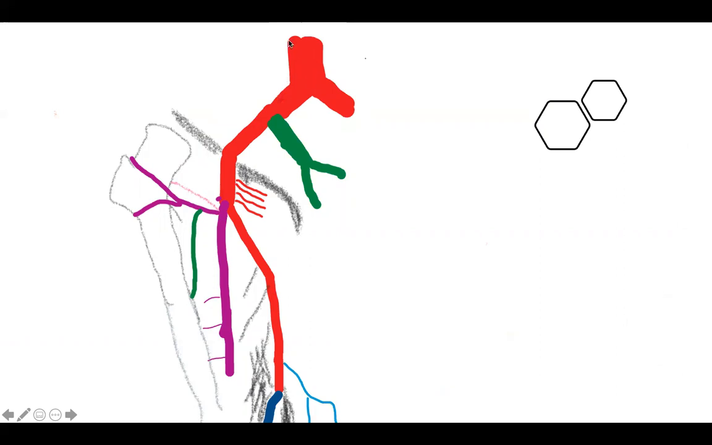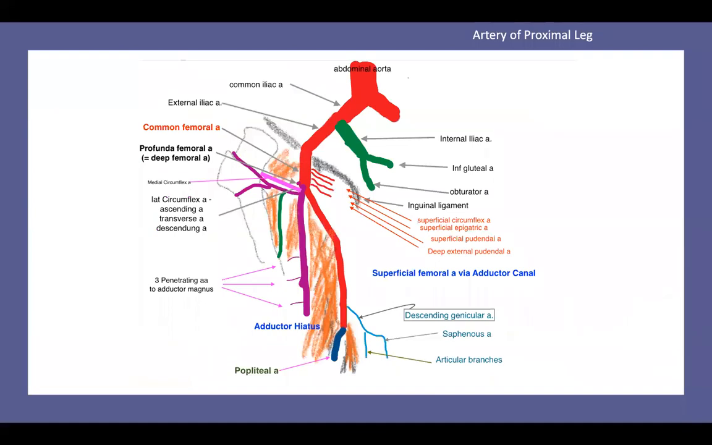Let's start with the abdominal aorta. I'm going to explain the femoral artery, which supplies the whole leg, anterior and posterior. So the abdominal aorta here splits into the common iliac artery, and the common iliac artery splits into the external iliac artery and internal iliac artery. The internal iliac artery becomes the obturator artery and inferior gluteal artery.